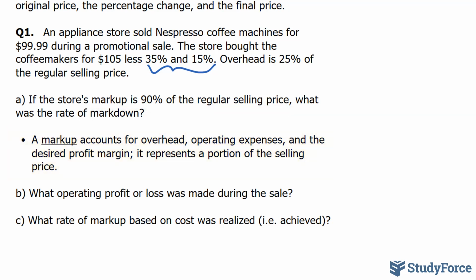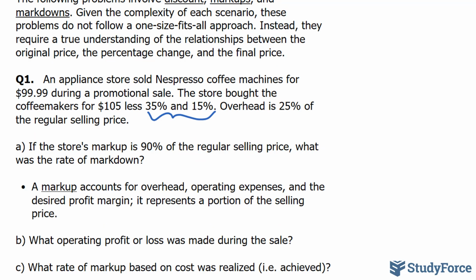So, of course, we need to find the selling price, but we can't find the selling price unless we know the net price of each unit. So the very first thing that we will do is find out how much each unit costs. Now, it costs $105 less 35 less 15. We need to find out what the cost is per unit by using the following formula, where the net price is equal to the list price multiplied by 1 take away the discount.